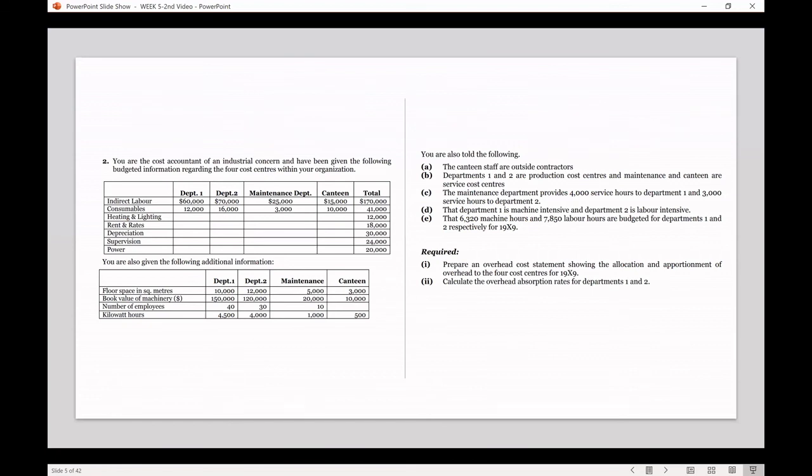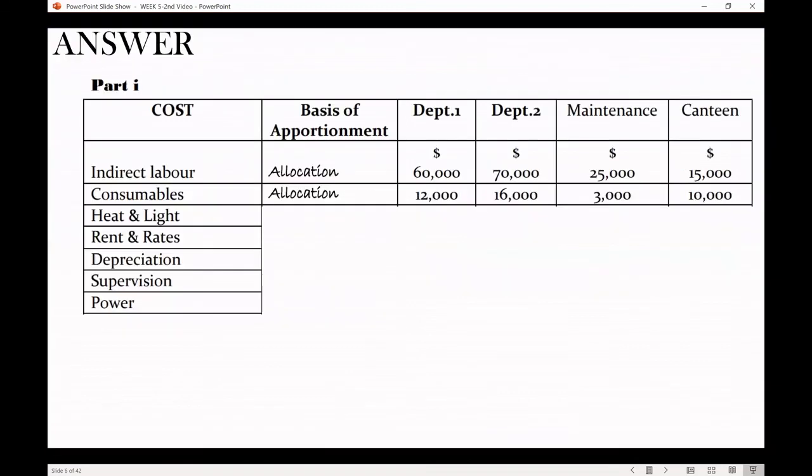So taking all that in, I would have read the requirements before, where 1 says prepare an overhead cost statement showing the allocation and apportionment of overhead to the 4 cost centers, right? And part 2 says calculate the overhead absorption rates for departments 1 and 2. So let's get into it. So the first thing that we're doing here is to do our statement. But before we go any further, this is what we have at the moment.